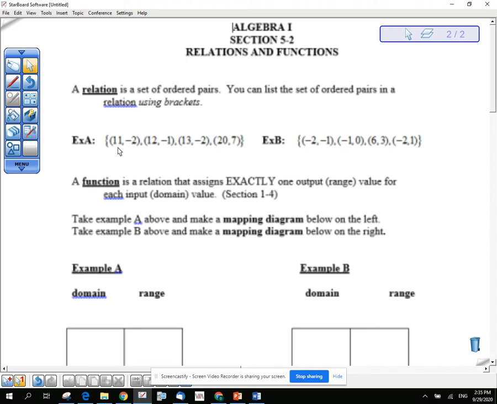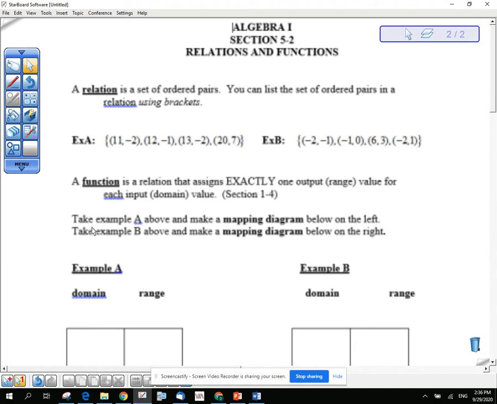Anyway, in example A, notice that there's 11, 12, 13, 20. See any repeats in the x's? Okay, so this is going to turn out to be a function. That definition actually comes next. A function is a relation that assigns exactly one output from the range value for each input from the domain value. And that's from section 1.4, that terminology of domain and range, okay?